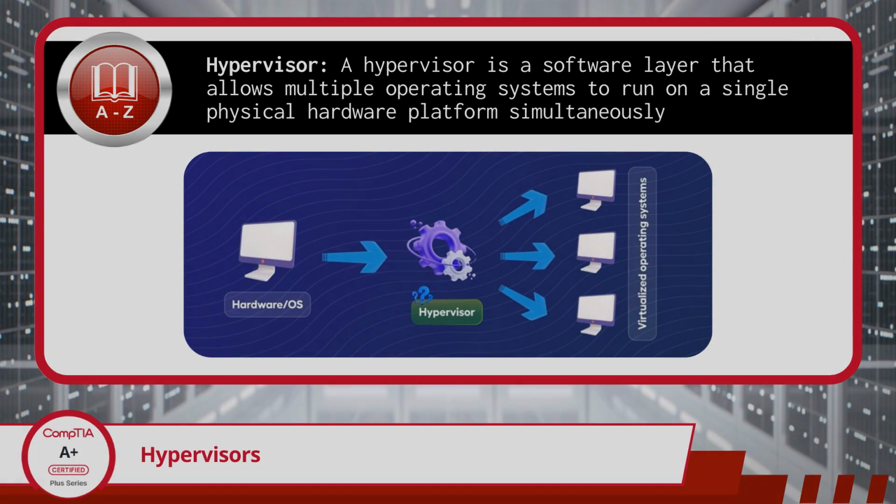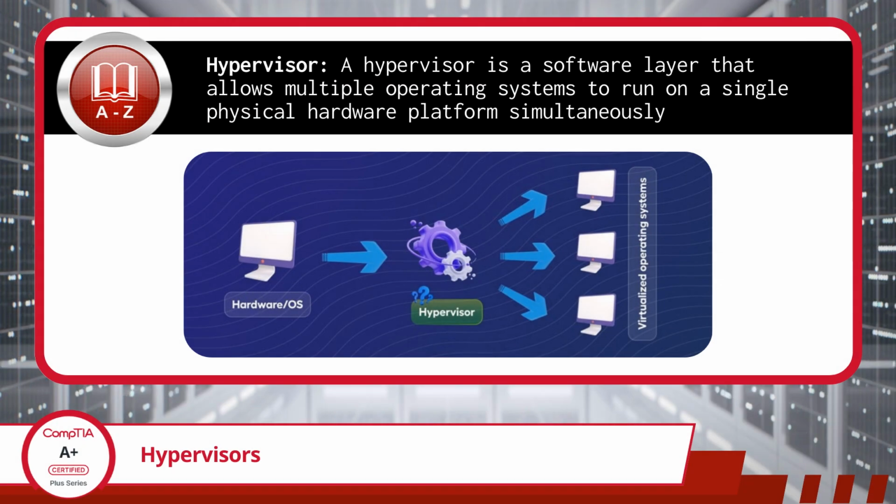Hypervisors. Now, you might recall that we encountered the term hypervisor in our studies of desktop virtualization, and then again when I covered client-side virtualization. Well, that is because a hypervisor is the software that makes virtualization possible. A hypervisor is a software layer that allows multiple operating systems to run on a single physical hardware platform simultaneously. It accomplishes this by dividing up the computer's resources, like its processing power, memory, and storage, so that different programs or operating systems can run on it without getting in each other's way.